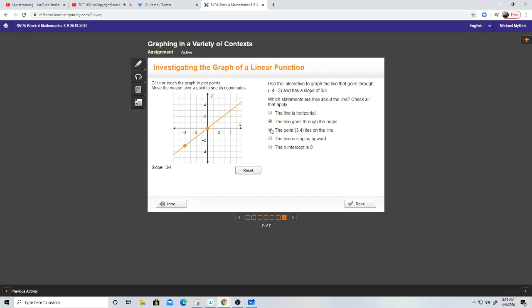It's absolutely true. The line is sloping upward. Yes, it's going up from left to right. That's how we say that. Up. The x-intercept is 0. Well, here's the x.